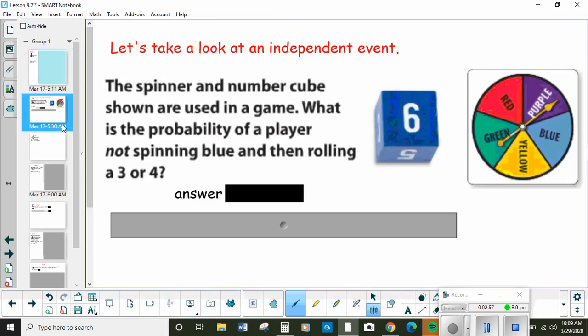So this problem here, I wouldn't expect you to write this whole thing down in your notes. We're just going to take a look at this. Let's look at an example of independent events. I have a number cube and a spinner, and we're going to roll the die and spin the spinner. The question is, what's the probability of not spinning blue and then rolling a 3 or a 4? There are some words in there we have to figure out what they mean when it comes to probability.